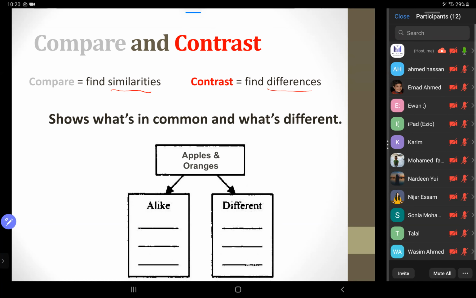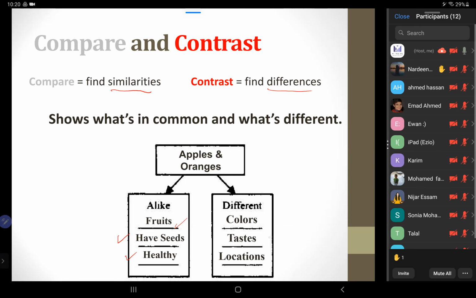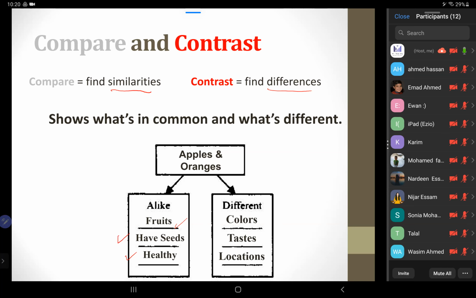For example, we are comparing between apples and oranges. So both of them, of course, they are fruits, they have seeds, they are healthy, but they are different in color. Oranges are orange. They taste different, of course, and the location where we can buy them or where they grow is different from one place to another.